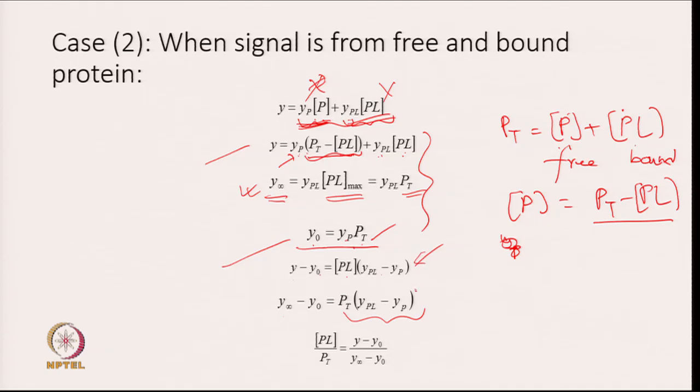If you can see, this has the same common term. So, if I divide y minus y naught by y infinity minus y naught, I will simply get PL by Pt, which is nothing but the fraction of bound protein. So, the fraction of bound protein is equal to y minus y naught divided by y infinity minus y naught.